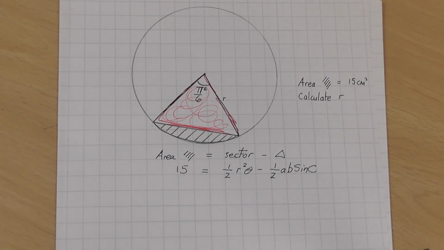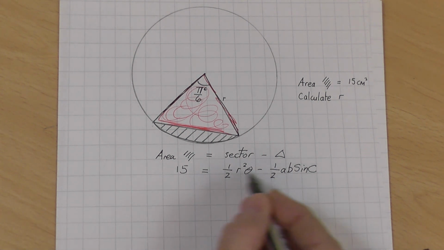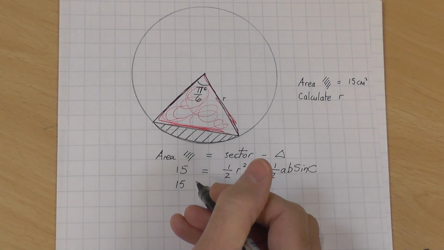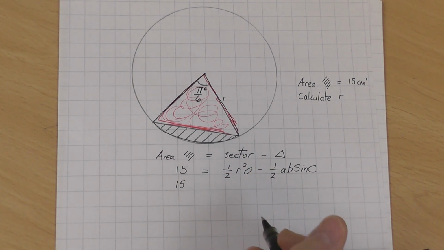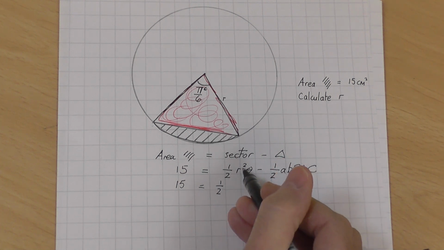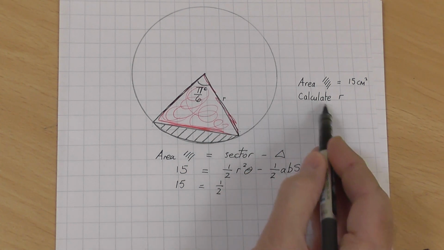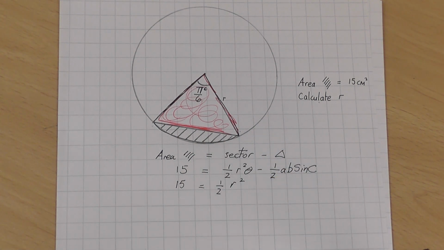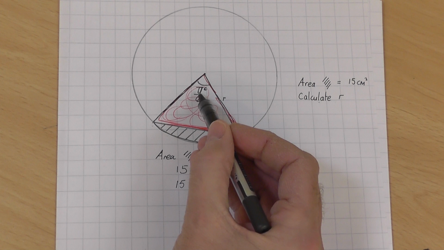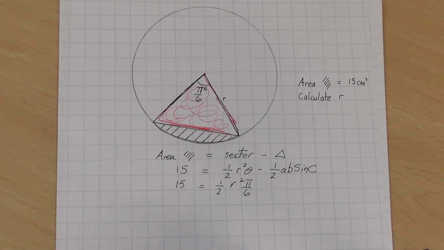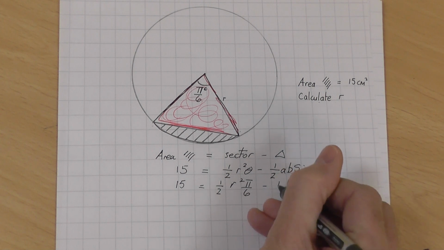We now substitute in things that we know for these things on the right hand side. So on the left you've got 15, and on the right hand side we've got equals a half. Now the radius r squared, we don't know what the radius is, we need to calculate r, so I'll leave r as r squared, and theta is the angle subtended at the centre, pi by 6, which we do know. So you get that, subtract a half.